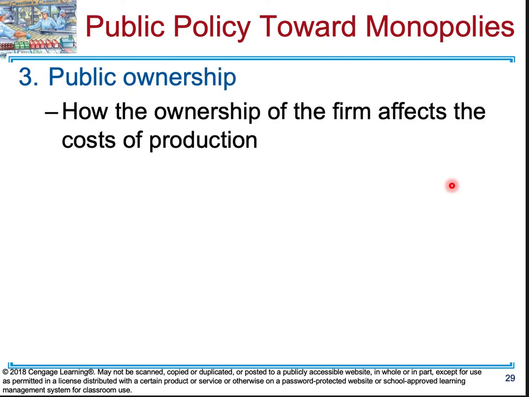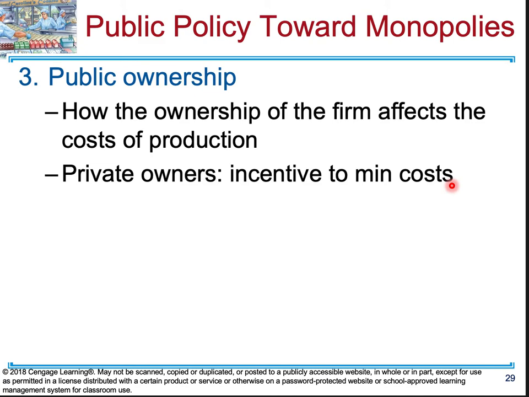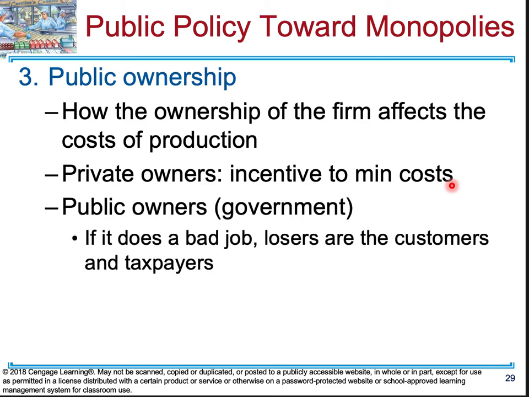Another example is public ownership. So how the ownership of a firm affects the cost of production. Private owners' incentive is to minimize their cost and maximize their profit. If it's publicly owned, or the government owns it, and it does a bad job, the losers are the customers and the taxpayers. If it's owned publicly, we fund it as taxpayers. If they're not doing an ideal job at whatever they're trying to carry out, basically the customers, so us, get screwed over. So an example of this would be the U.S.